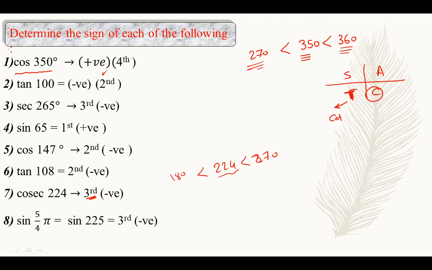Sine 5/4 pi. First, you have to change it into degree measure. So for 5/4 pi, we replace pi by 180, because we all know pi in the radian measure equals 180 degrees in the degree measure. So we multiply 5/4 by 180, and it will be 225. 225 is bigger than 180 and smaller than 270. So 225 lies in the third quadrant, and its sign will be negative. Sine theta will be negative.